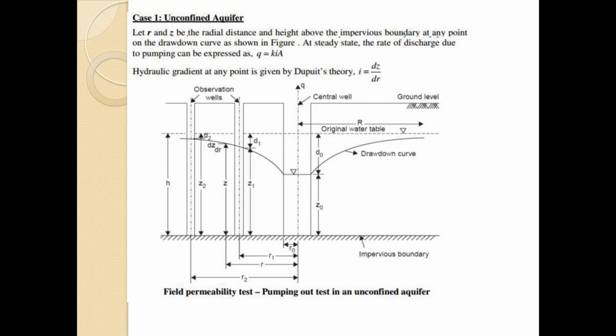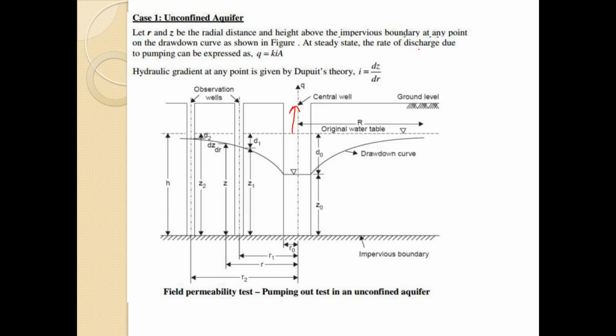Let r and z be the radial distances, where you can see these are the r and z distances. As I have told you earlier, these are the observation wells. You can see here the initial water level, the original water table, and we are pumping the water from this well. So obviously the water table goes down, and this is the drawdown curve or phreatic line. r and z are the distance and the height above the impervious boundary at any point on the drawdown curve, as shown in this figure.